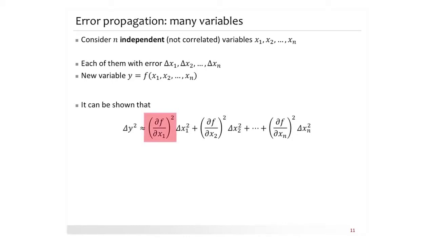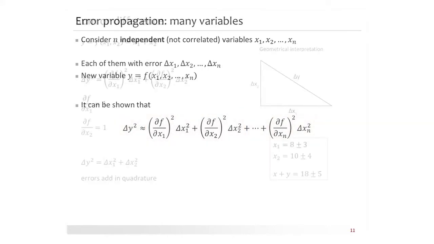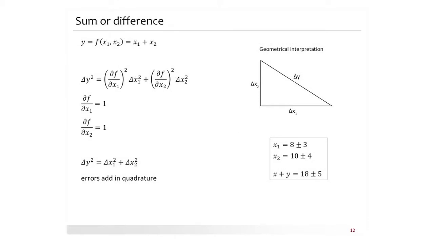So this is derivative squared times error squared. The second derivative squared times error squared, and so on. It's the sum of all these derivatives and errors. So it's a pretty straightforward formula. And we can see how it works.